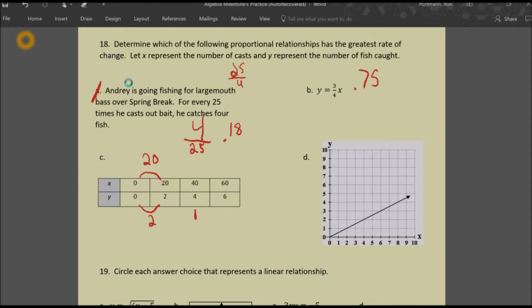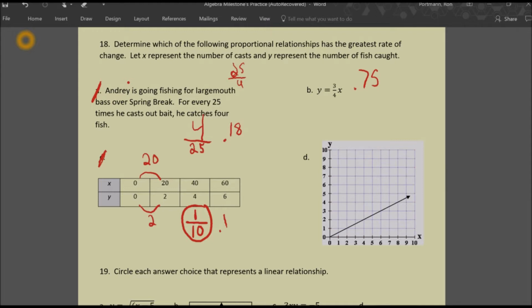You've got to know that it's the change in y over the change in x. Your rate of change for this one would be 1/10. That would be 0.1. All right, so 0.1 is definitely less than 0.75. I know C is not my answer. So far, 0.75 is the greater rate of change, because 0.75 is bigger than 0.1, it's also bigger than 0.18.